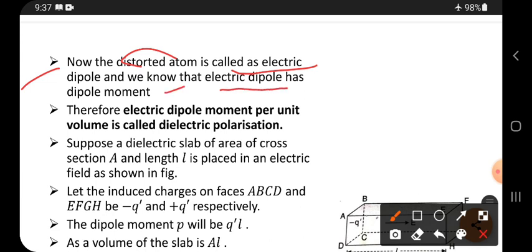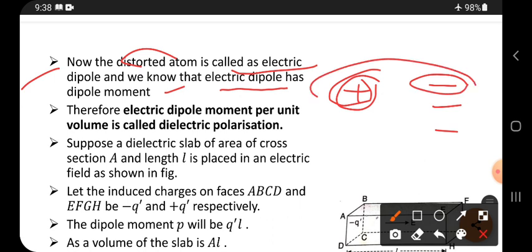So what is the meaning of dipole moment? Here, just now we have seen positive charges, meaning the nucleus, displaced to this side, and more negative charges displaced to this side. So when two opposite charges are present at a certain small distance, then this is called a dipole.